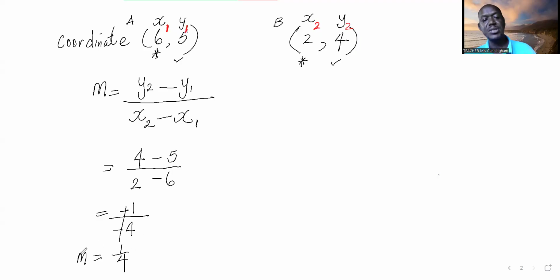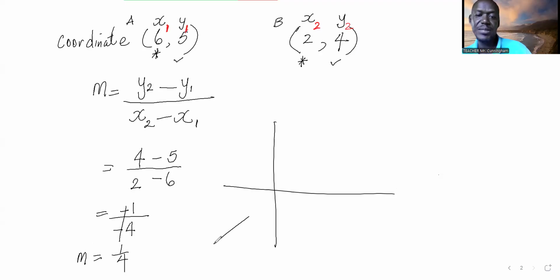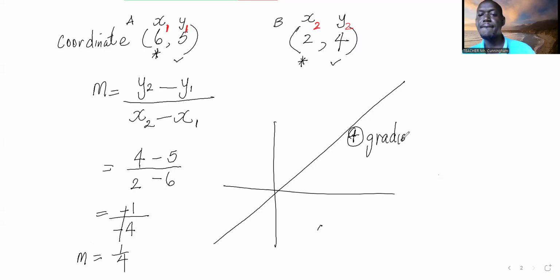Now, because this value is positive, I already know that on the graph, this line is going this way. The line is going this way because it has a positive gradient. So the line goes that way.